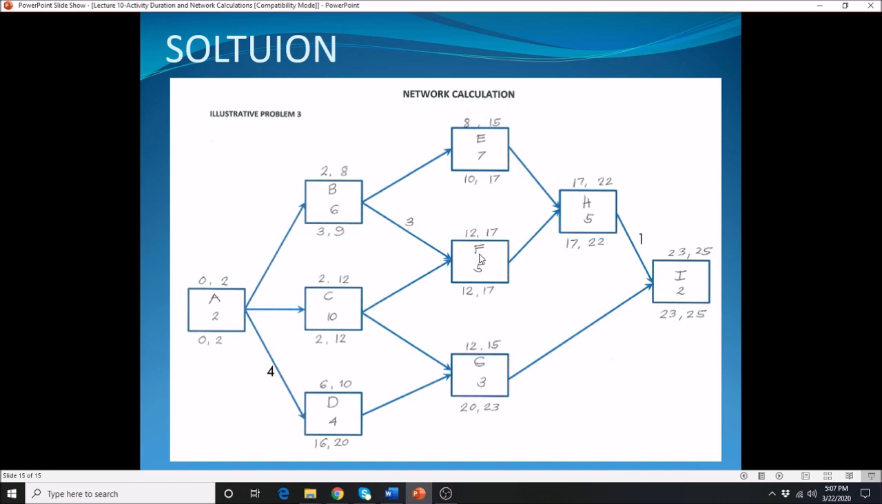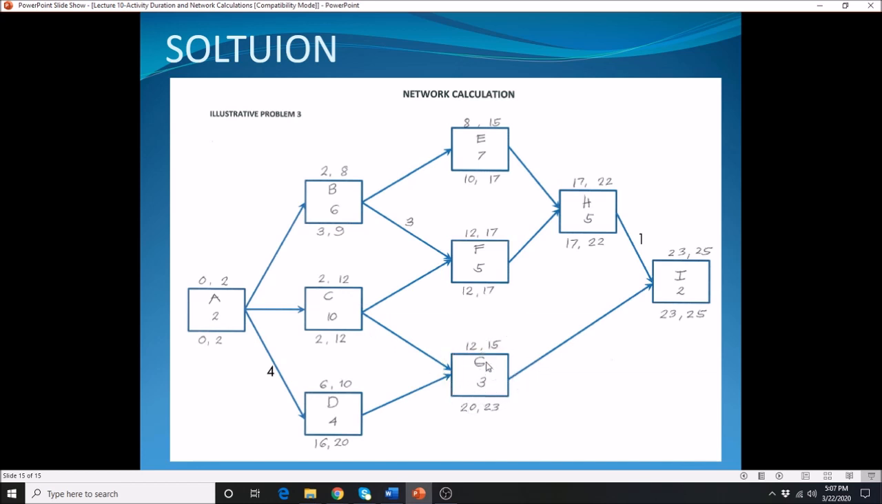Alright, and your F here, you're coming from your C and your B. But let's take a look at here. 8 plus 3, that is 11. And you have here 12. Remember, when you move forward, carry over the maximum. So in this case here, you will choose between 12 and 11. 8 plus 3, that's 11. So which one is the maximum between the two? It is 12. That is the 12 here.